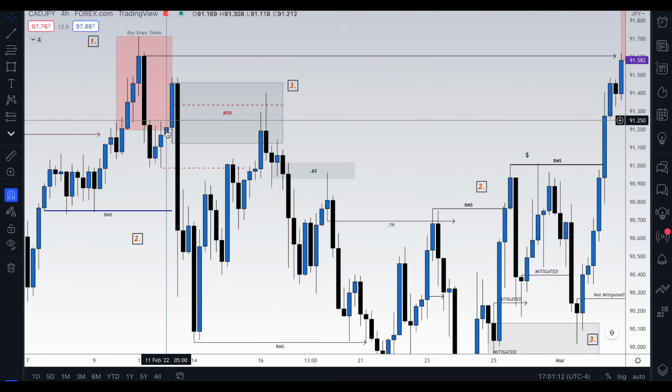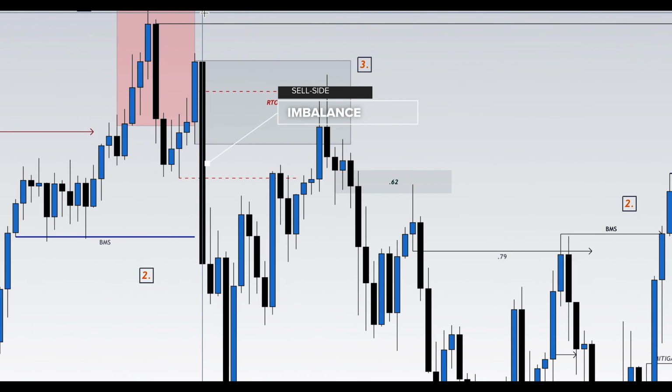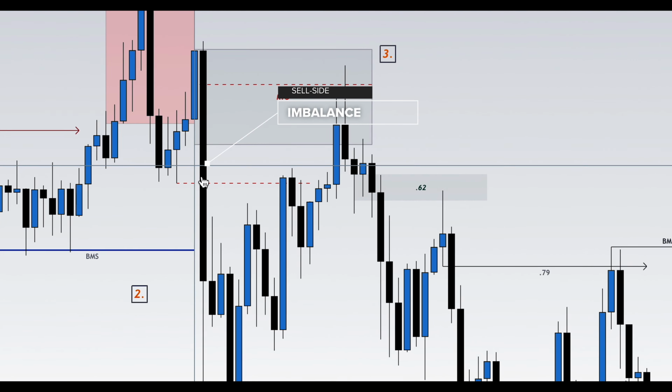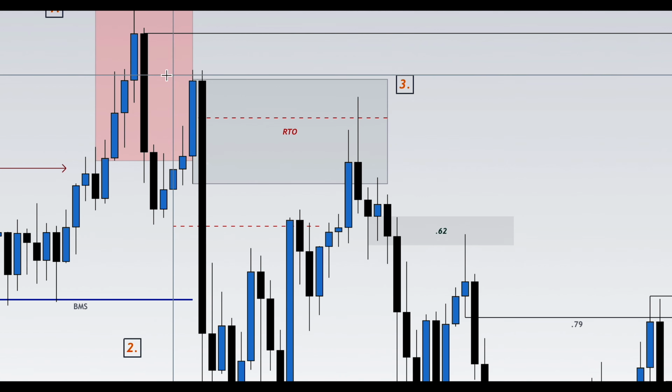And so we get that impulsive, strong move to the downside. It creates an imbalance. Okay. This strong candle right here creates a huge imbalance. So then we have an order block right here.